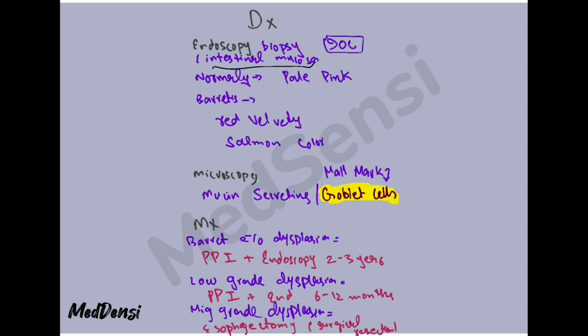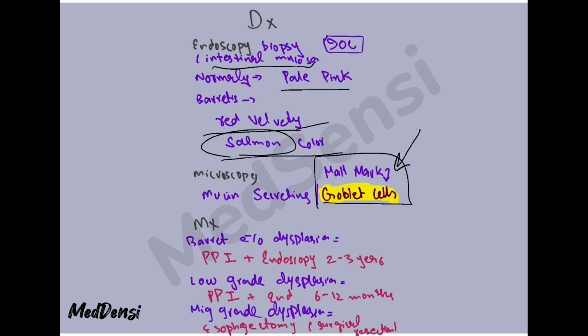Normally, the esophagus epithelium is pale pink in color, but in Barrett's esophagus, it is red, velvety, or salmon colored. Salmon is a fish. On microscopy, you see mucin-secreting glands, and the goblet cells are the hallmark of Barrett's esophagus, because these glands are normally present in the intestinal mucosa. As the metaplasia has occurred and the intestinal epithelium is now in the esophagus, the goblet cells are present there, and these are the hallmarks.